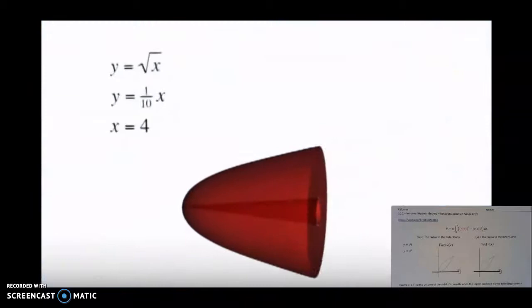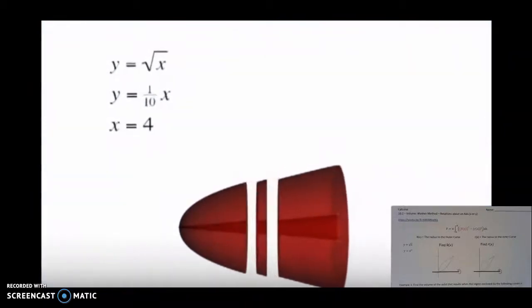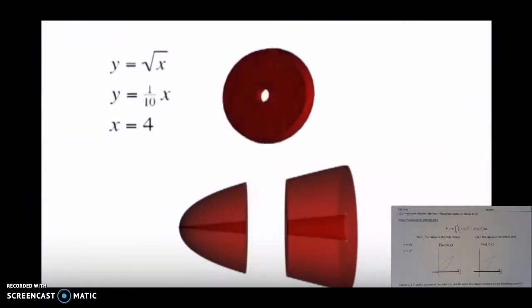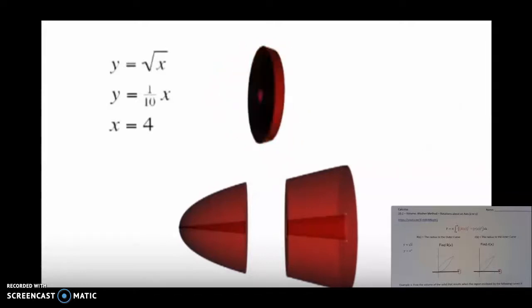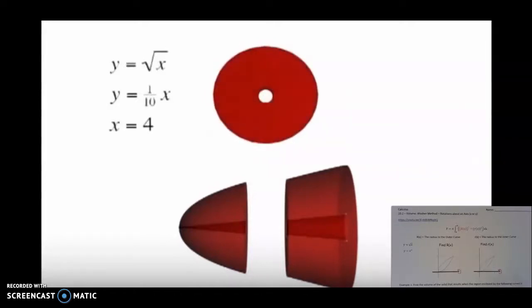But that is the important part that's going to let us know that we're going to use this washer method. Okay, so as we look at this, we're going to see that when we make a cross section, we're going to see what looks like a washer. Okay, so here we see that washer.